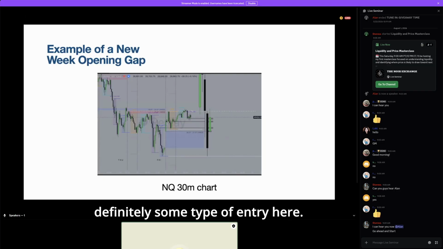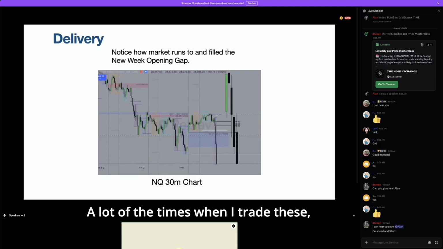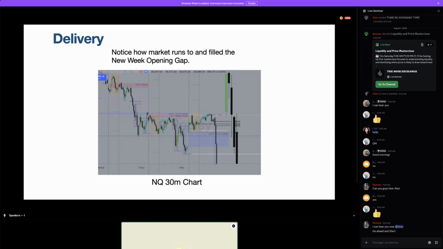But again, there was definitely some type of entry here. I'm pretty sure I did trade this. A lot of the times when I trade these, I don't look for the whole gap to get filled. It did in this example, and also took that swing low at the bottom, which is the New York PM low. But I would personally just focus on targeting the start of the gap, because I don't think they'll completely fill all the time. And like I said, you don't want to get greedy. You just want to take that piece that you're sure of, that's what it is with trading.